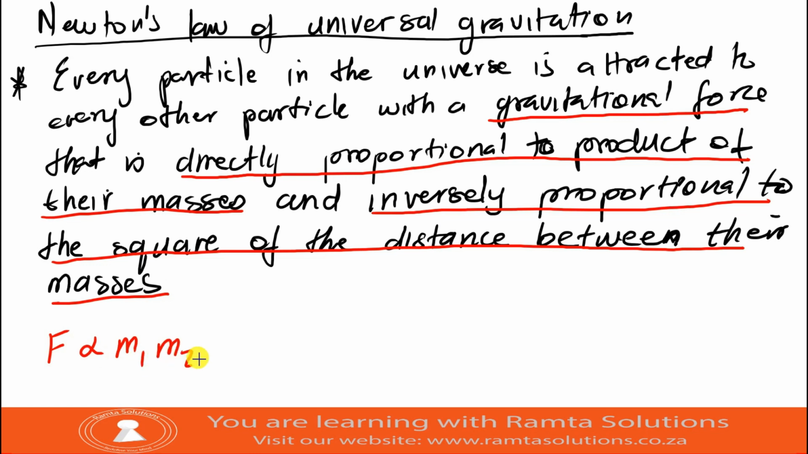Considering two objects, product. So M1 times M2, that's a product, right? Now, and inversely proportional. When they say inversely, it'll be 1 over. Inversely proportional to the square of the distance. I'm going to call the distance r, but they say the square, so it's going to be r squared. As you can see here, force is directly proportional to the product of their masses, and this force again is inversely proportional to the square of the distance between the masses, right?